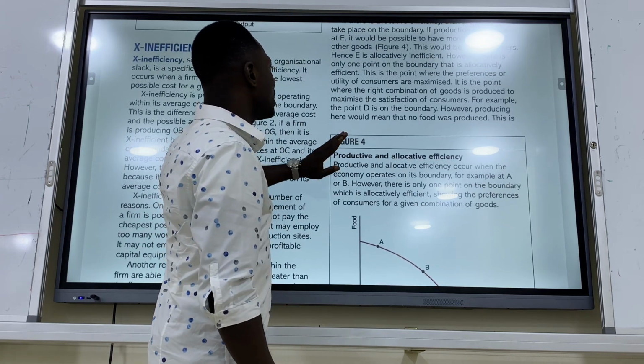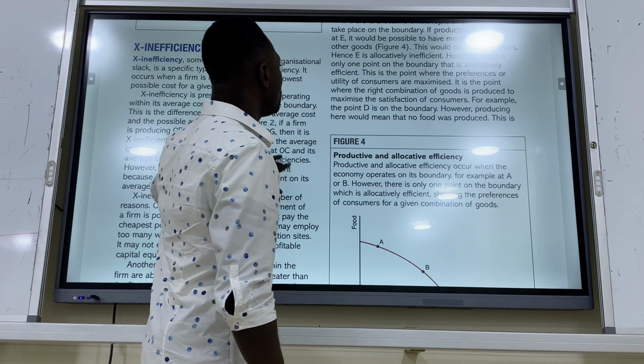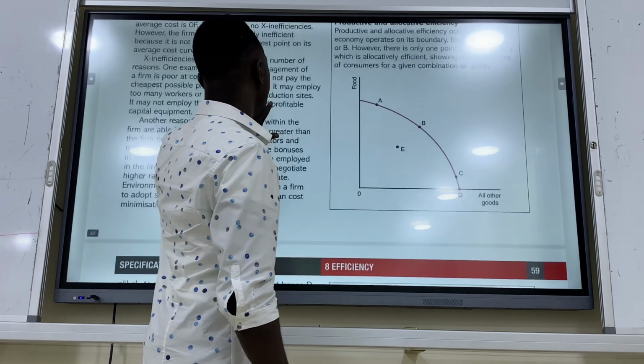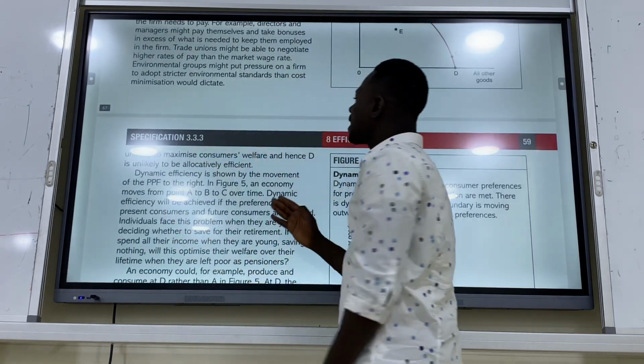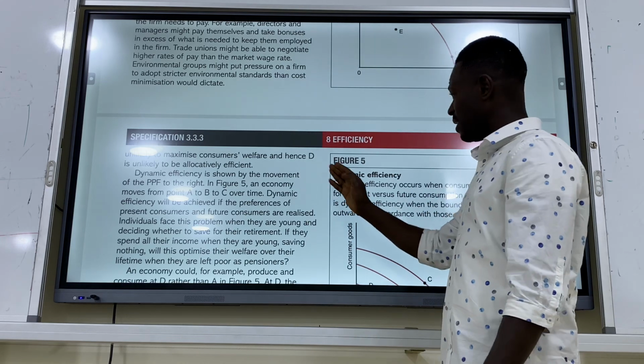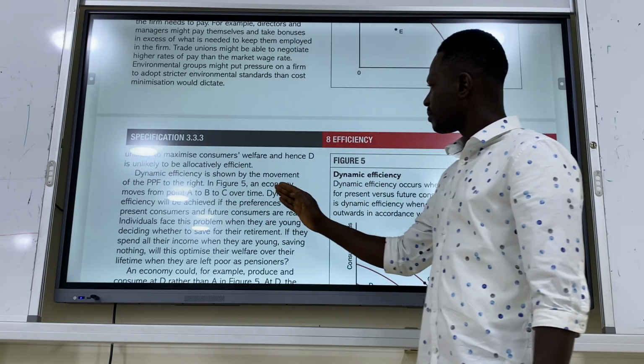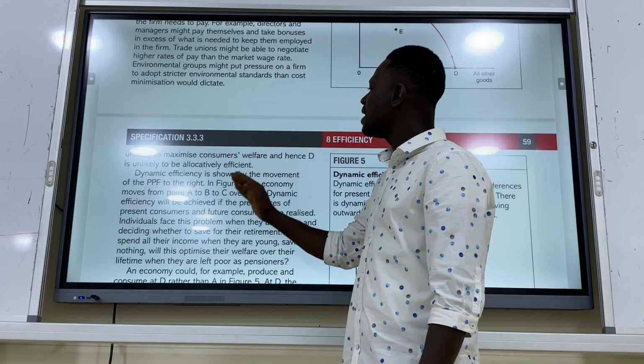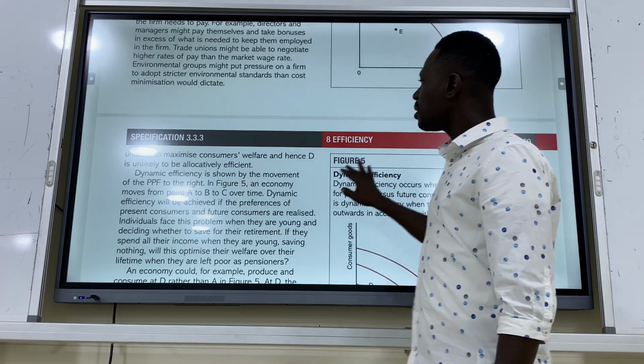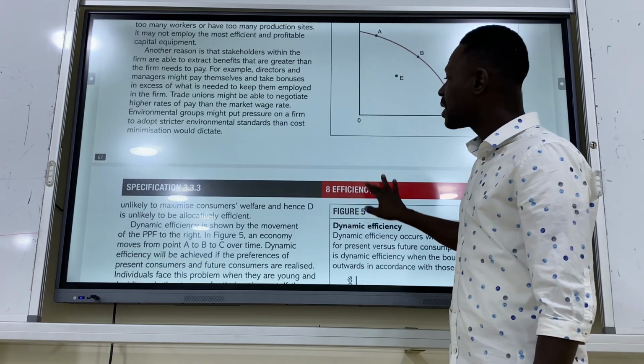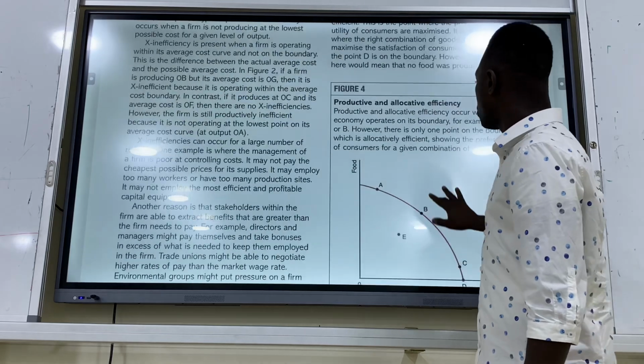For example, the point D is on the boundary. However, producing here would mean that no food was produced. This is unlikely to maximize consumers' welfare, and hence, this is unlikely to be allocatively efficient. So it means D is not allocatively efficient. Why? Now we go back here.